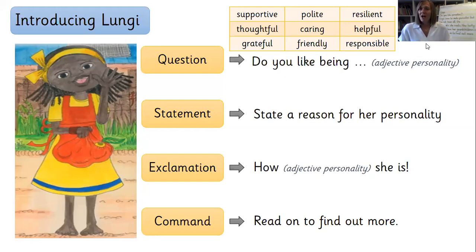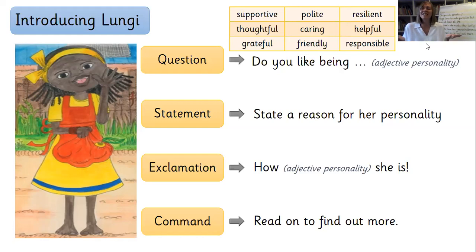Then you're going to start with a question. And I've given you some sentence starters on our screen. So our question might start with, do you like being? And then we could add an adjective about her personality. Do you like being helpful? Question mark. That kind of shows that this character is helpful. You might be a bit like Lungi if you are helpful. Do you like being helpful? Question mark. That's your question that you might want to start with in your introduction.